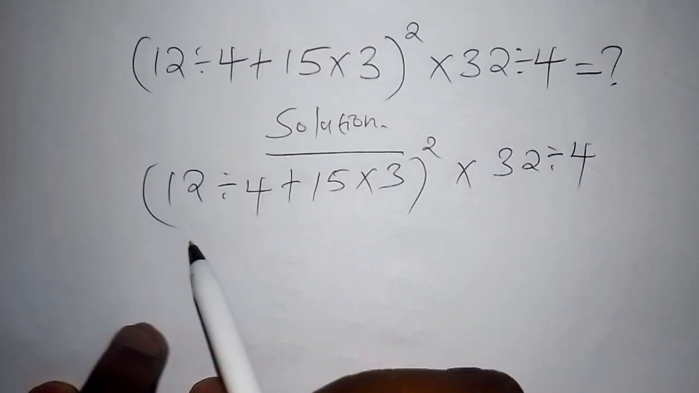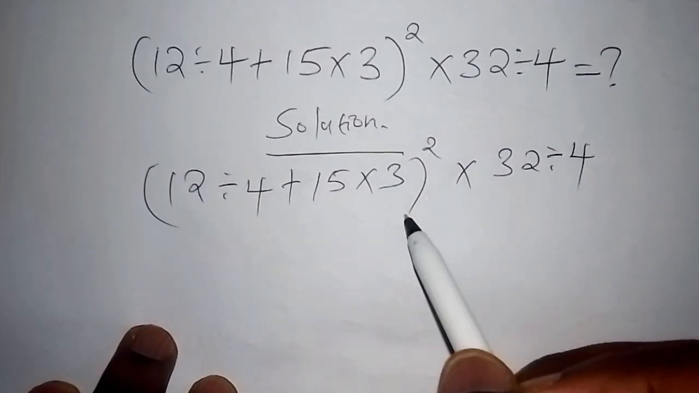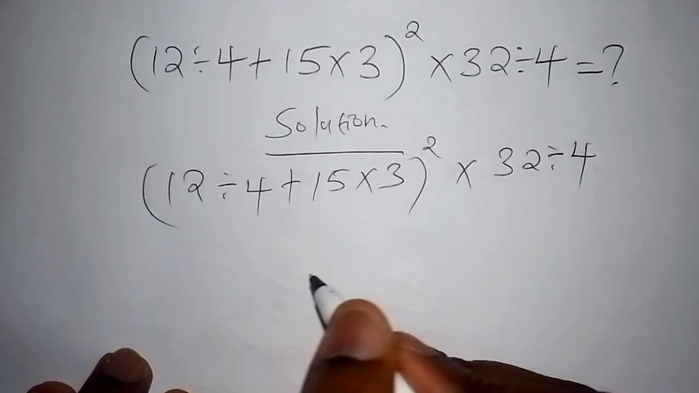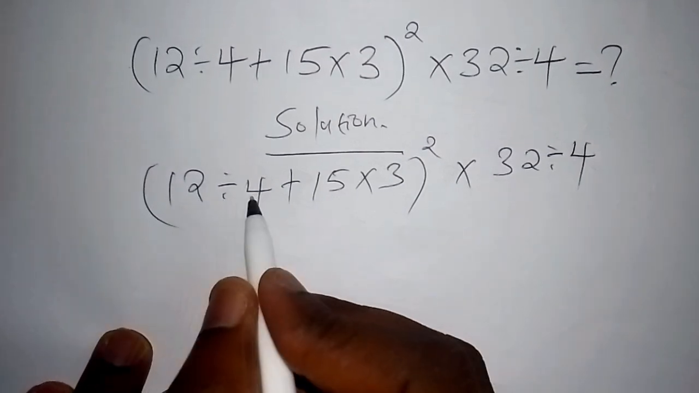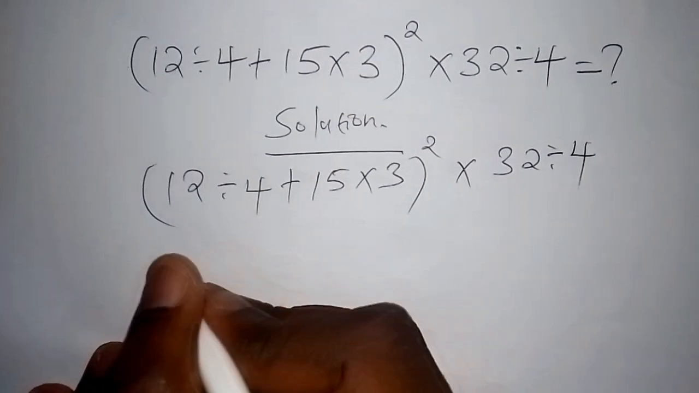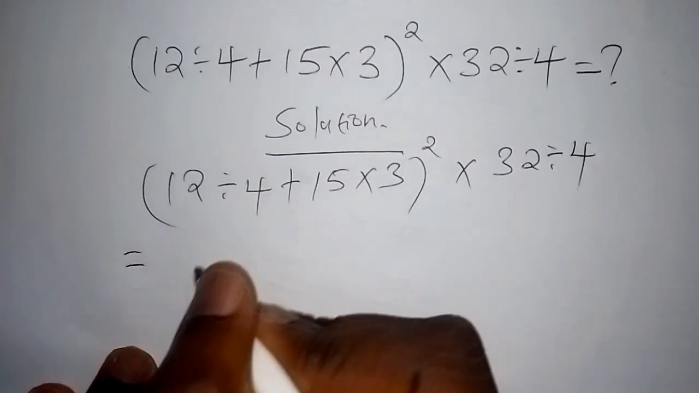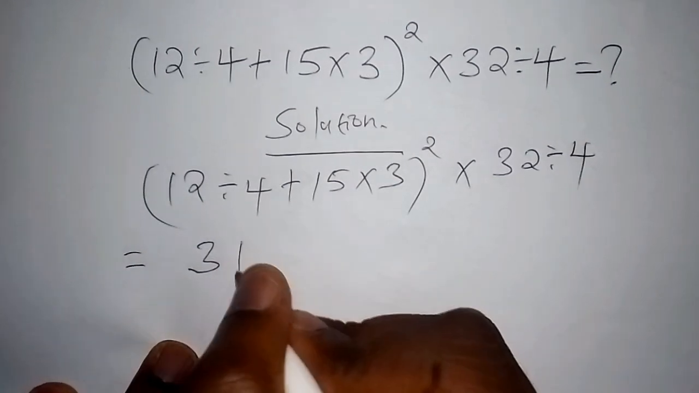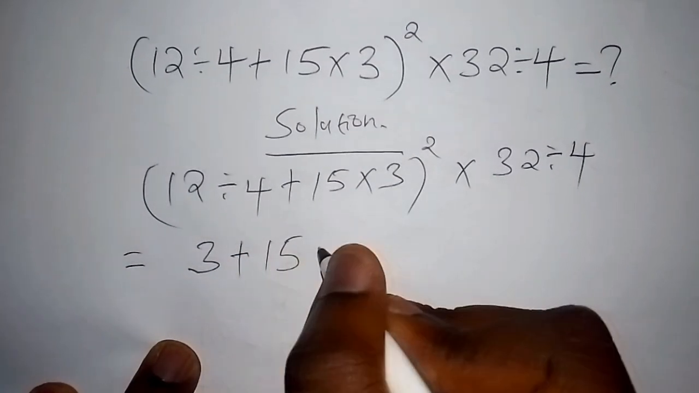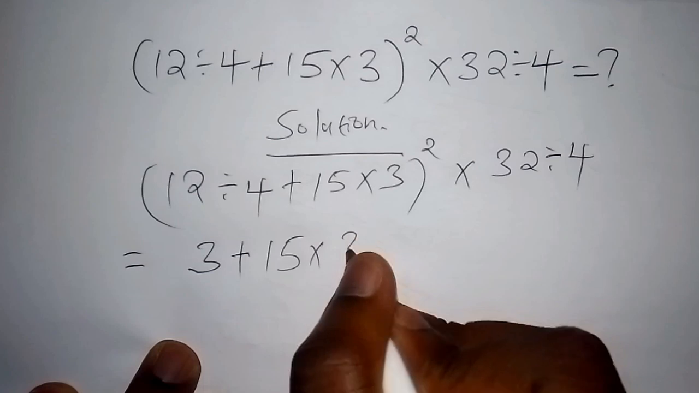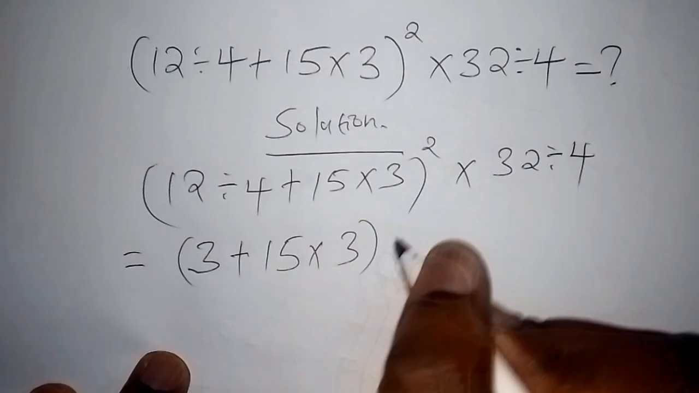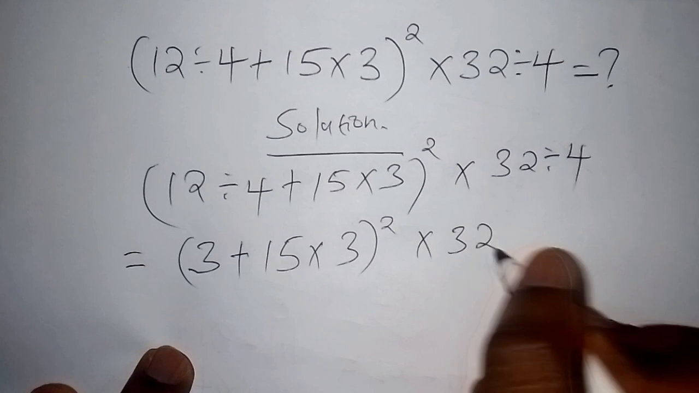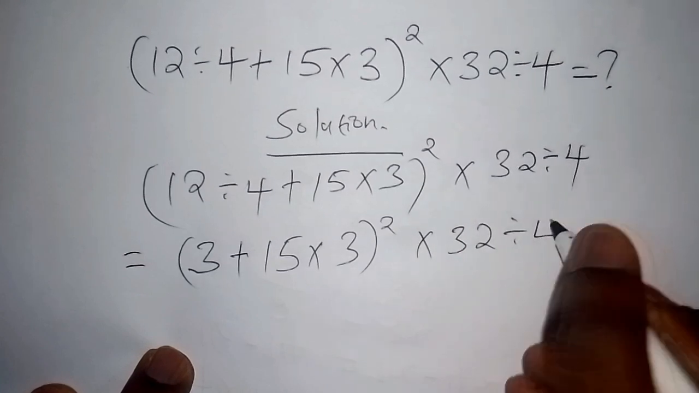For example, you can see that here is a bracket, so let's begin by working out the bracket first. Now we shall have 12 divided by 4, and 12 divided by 4 is 3. Then 3 plus 15, then multiply by 3, still in the bracket squared, then multiply by 32 divided by 4.